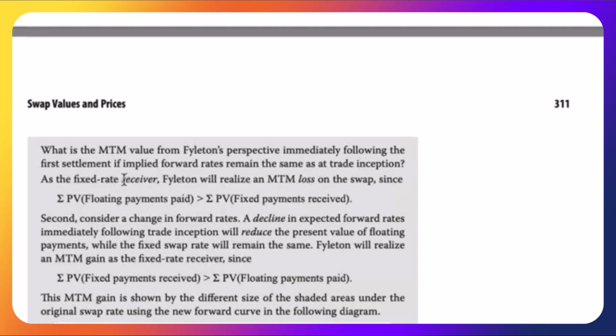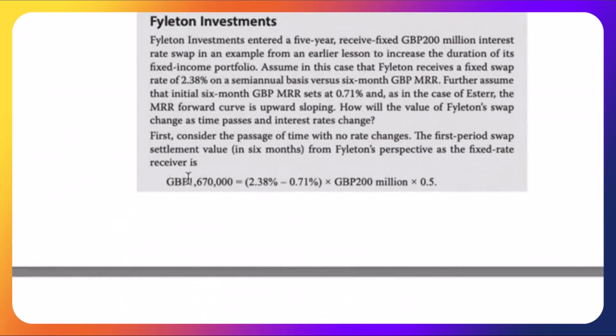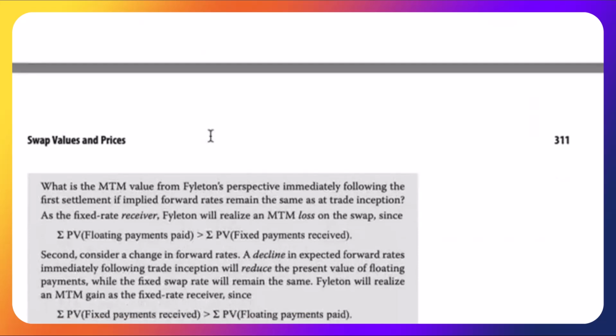As the fixed rate receiver, Peloton will realize a mark-to-market loss on the swap, since the sum of the present value of the floating payments to be paid will now be greater than the sum of the present value of the fixed payments to be received. So an easy way to keep it straight is if we received a net payment, we must have a mark-to-market loss from the passage of time. If we made a net payment, we must have a mark-to-market gain because of the passage of time.